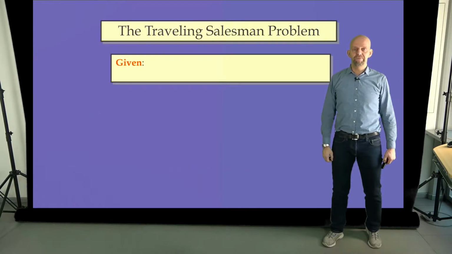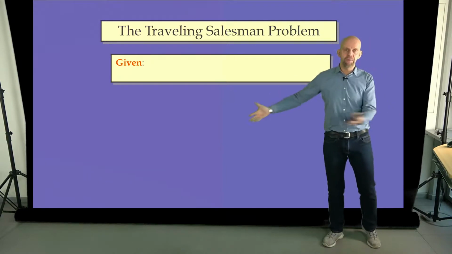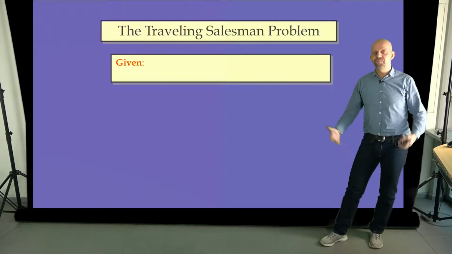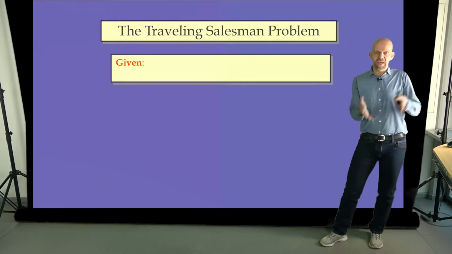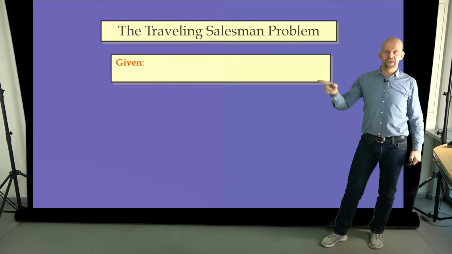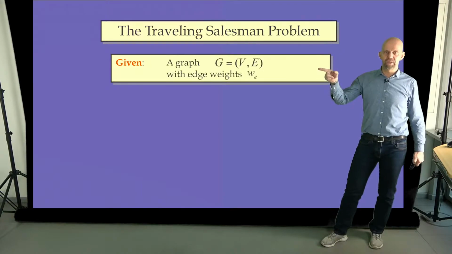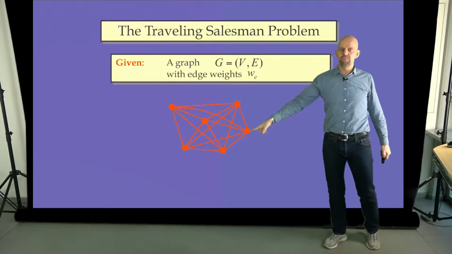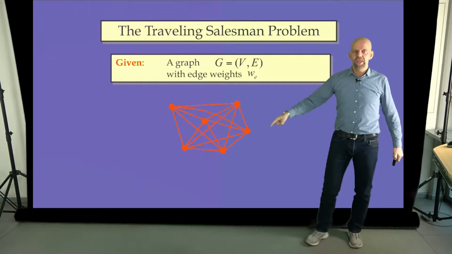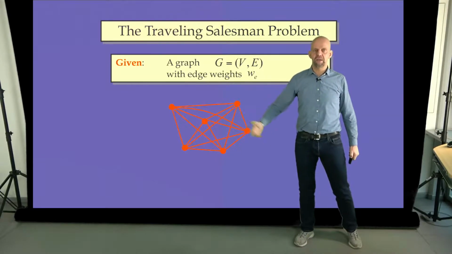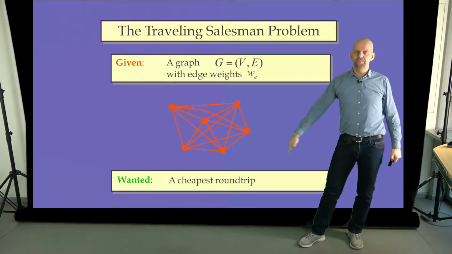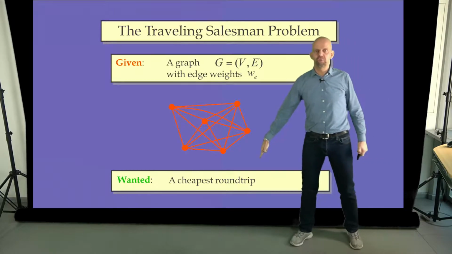So what you have, and in all our descriptions, we always have an input and an output. Of course, when we will later talk about quantum computers, getting the input and the output, that's a separate challenge. For computer scientists, that's sort of the easier part. So we're given a graph, something like this. We have vertices, we have edges. Each edge has a cost or a length or a time associated with it. And what we want is a cheapest round trip.